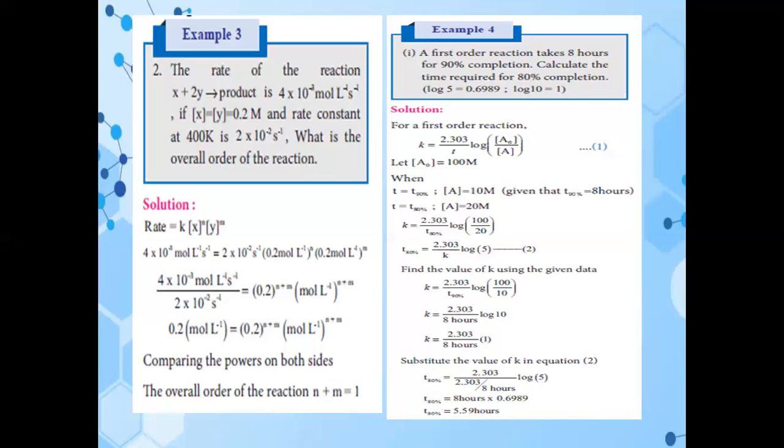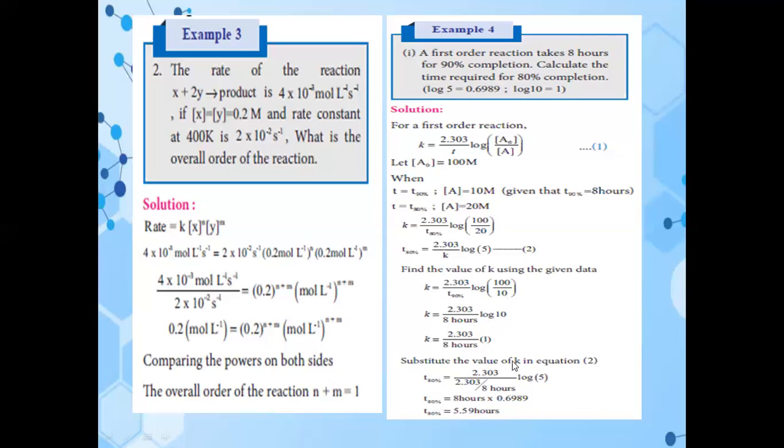So we need to find out the value for k here. Next step, find the value of k using the following data. k equals 2.303 divided by t90. So we are going to take t90 now. t90 means the concentration is 10, so that is what we are entering here. t90 means how much time? Time is 8 hours, so we write 8 hours, log 10. The log 10 value is 1, that is what we enter here.